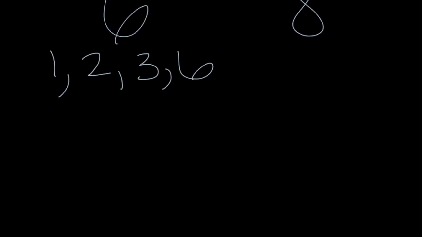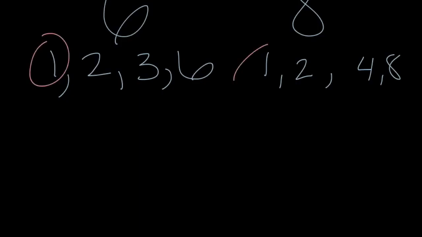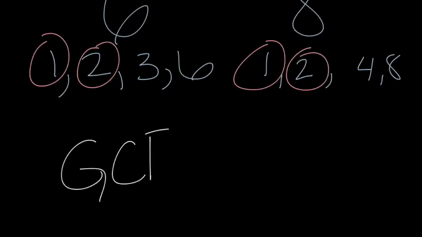And our factors for 8 are 1 and 8, 2 and 4. There's a big gap, but that's okay. So if we look, our common factors between them are 1 and 2. And the greatest common factor between these two numbers is the 2.